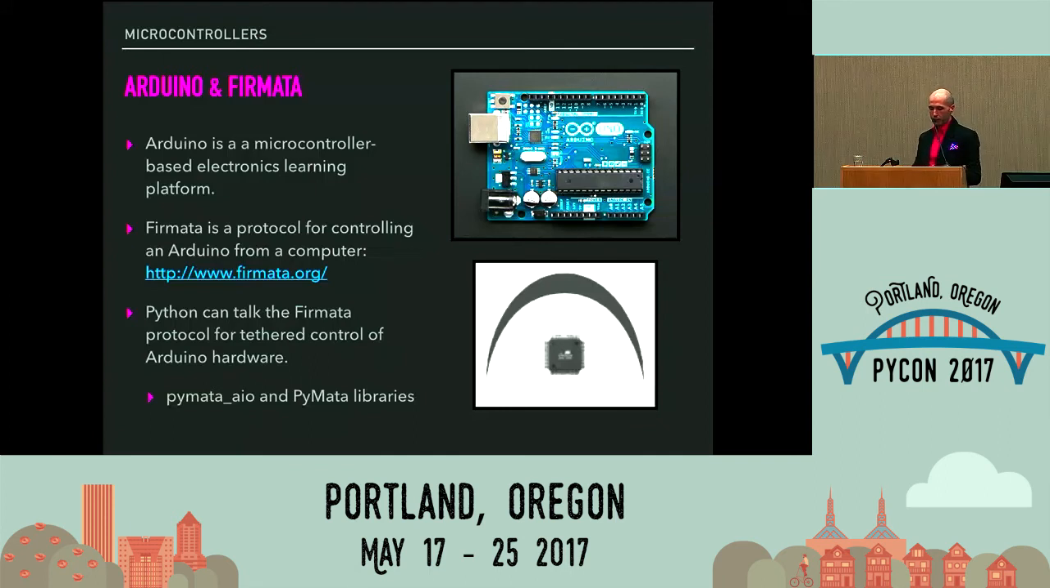And I also just want to mention too, there are a couple really good Firmata libraries you can use with Python. There's a bunch out there. I've used a few, and PyMata AIO is kind of a more advanced library. It uses the async IO interface, so if you're doing really cool advanced stuff with Python 3, that's a good one to look at. Or just the older PyMata library.